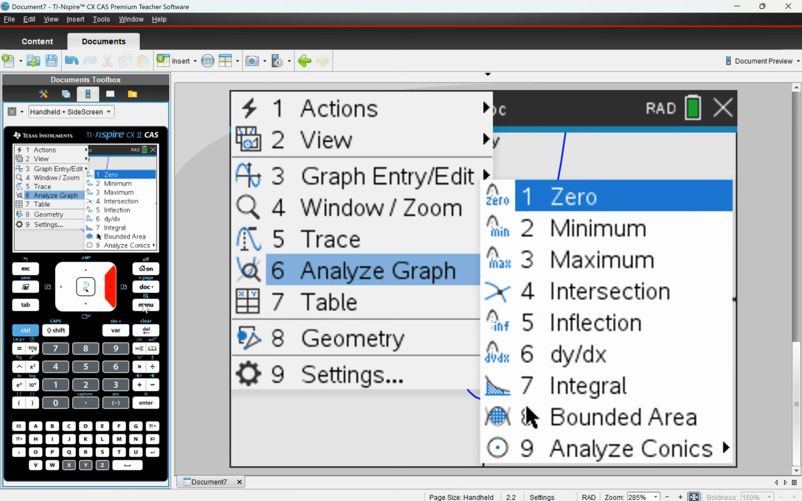Wherever you think the x-intercept is, you pick to the left of it, and then you pick to the right of it. So here, I know the x-intercept's roughly here. So I'm just going to click over here to the left of it, click once. Then I drag my cursor across until I pass it, and I click twice. And it tells me that point is negative 2, 0.